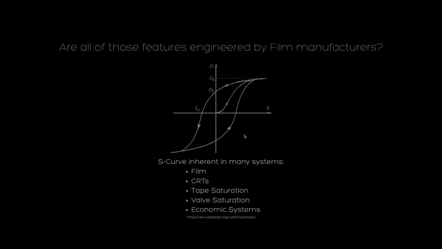Now you could ask yourself, are all of those features engineered by film manufacturers? Did they actually put this S-curve into the film process? No, they were lucky. Of course, film was engineered over almost a century for preferred color reproduction. It's a different topic. But a lot of that comes naturally.